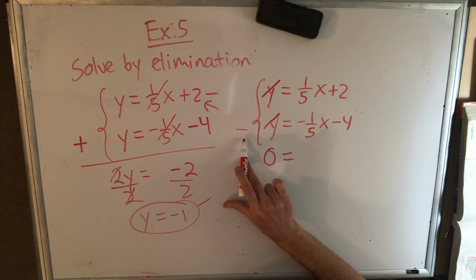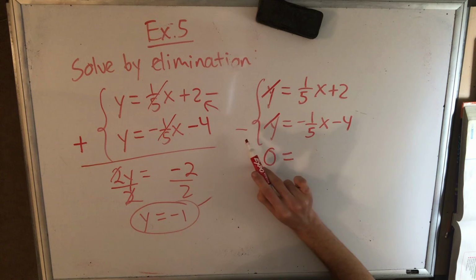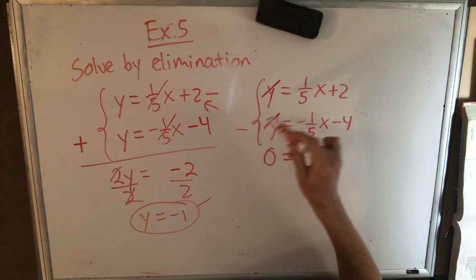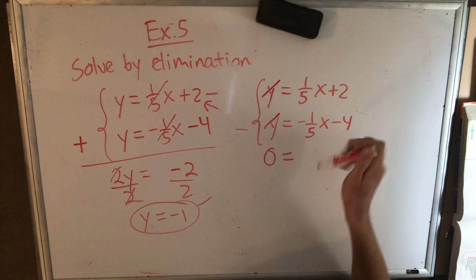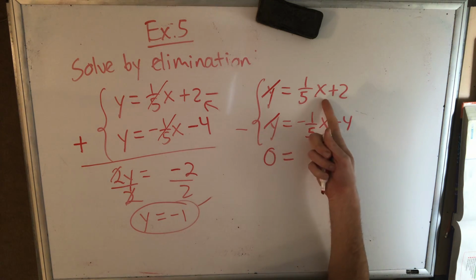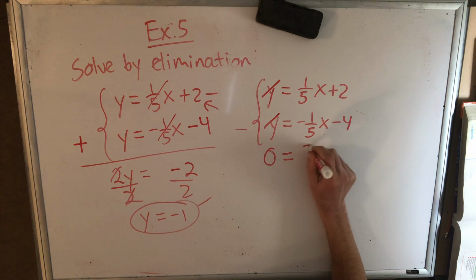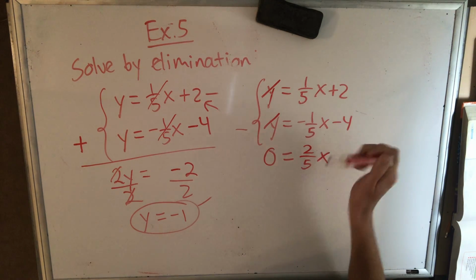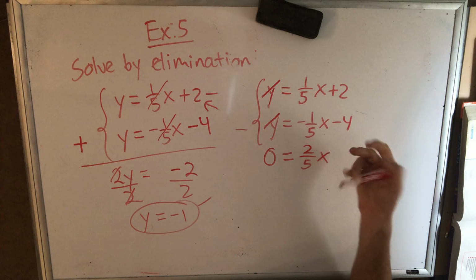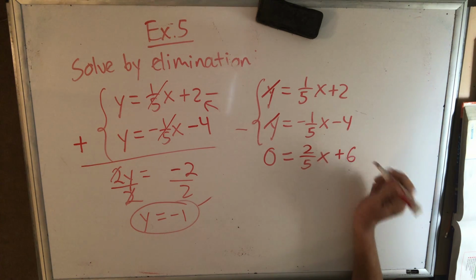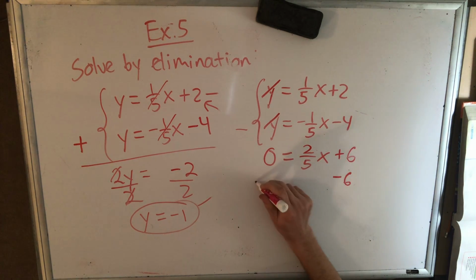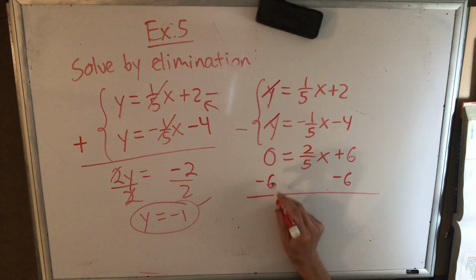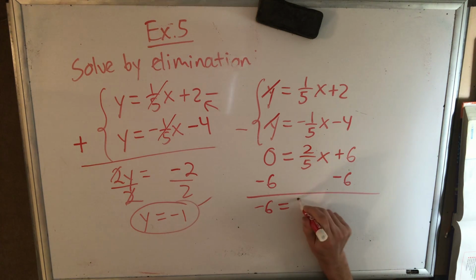And then you subtract each term. That negative applies to each term. Therefore, it's 1/5 x minus negative 1/5 x. The two negatives make a positive, so it's 1/5 x plus 1/5 x, which is 2/5 x. And then 2 minus negative 4, the two negatives make a positive, so it's 2 plus 4, which is 6, positive 6. Then subtract 6 from each side. 0 minus 6 is negative 6. And then equals 2/5 x.